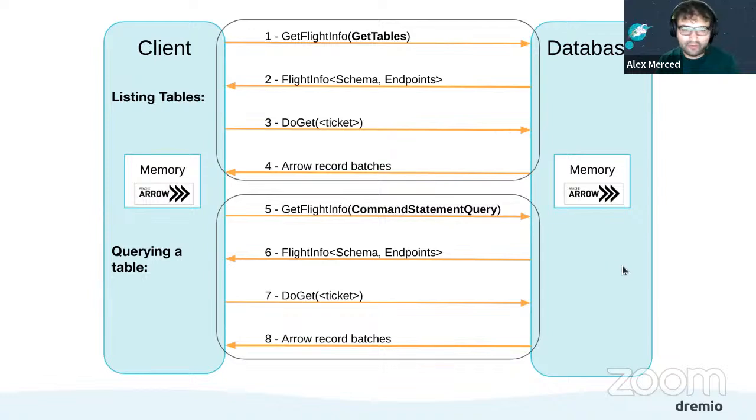Basically, it's all about this sort of back and forth. Okay, I make a request to the database. The database sends me like a ticket and some information. And then I can go use the ticket to go collect the data from either one or many nodes, to collect the data that I need or that I requested.